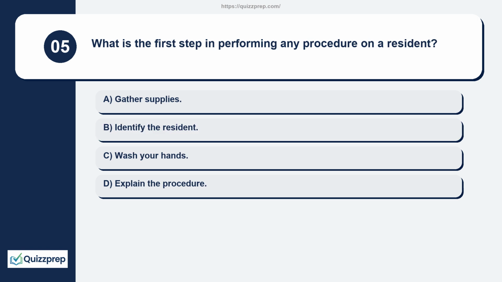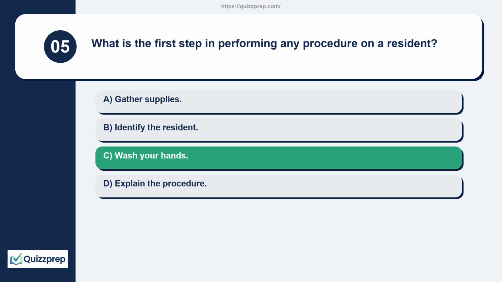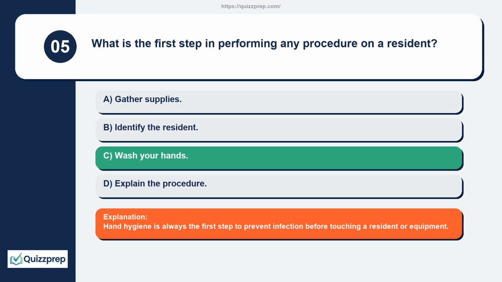Question 5. What is the first step in performing any procedure on a resident? Gather supplies, identify the resident, wash your hands, explain the procedure. Hand hygiene is always the first step to prevent infection before touching a resident or equipment.